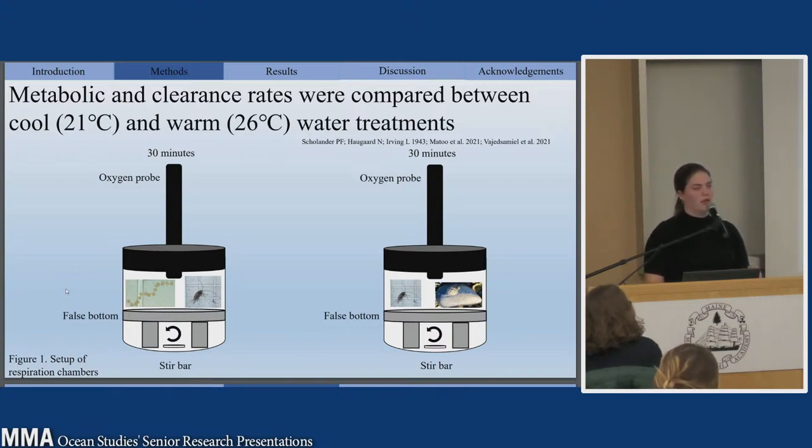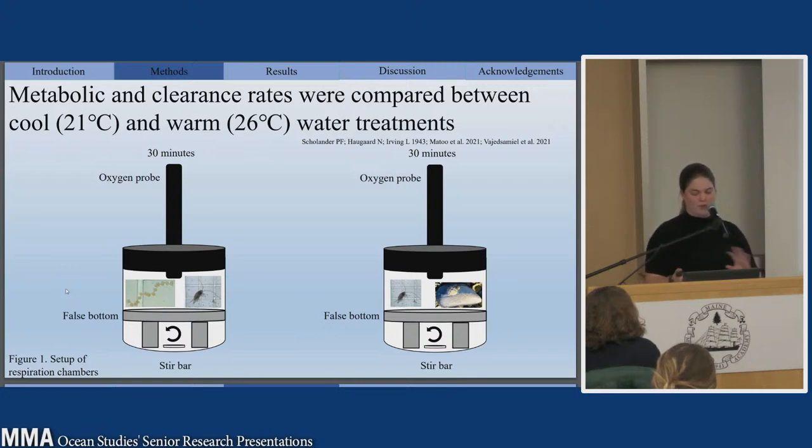In both scenarios, the respiration chambers are covered in aluminum foil to prevent phytoplankton from producing oxygen when in light. This process is done for both temperature treatments, my 21 degrees Celsius treatment and my 26 degrees Celsius treatment.